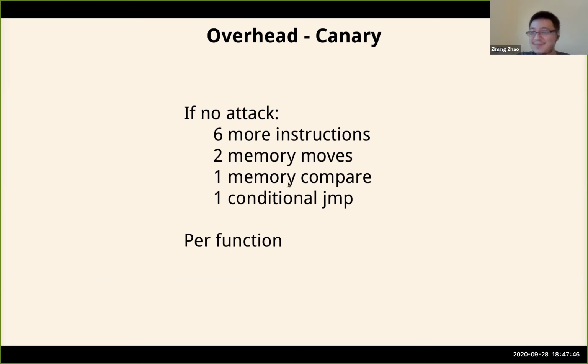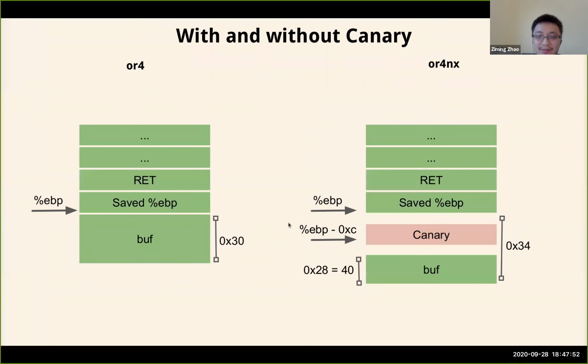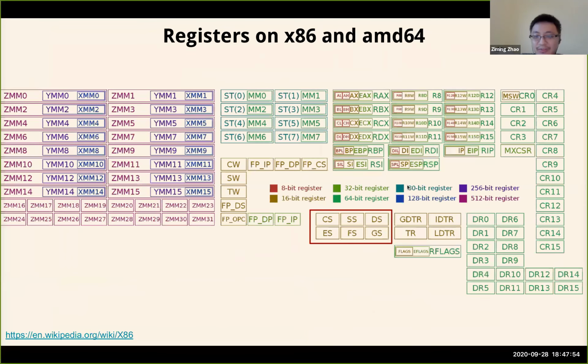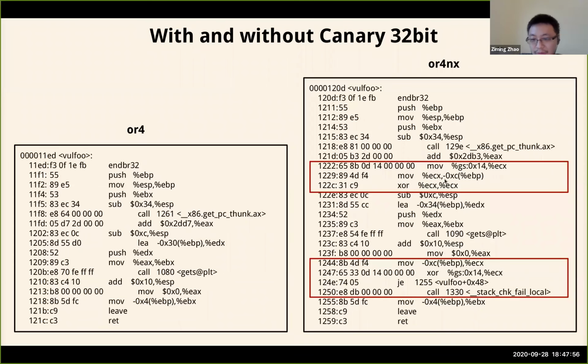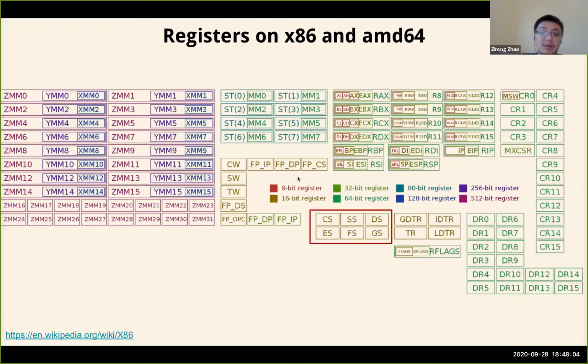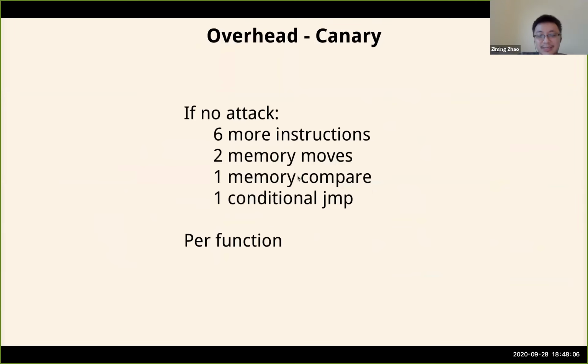So that's why. For the canary, you can see in the 32-bit version, we have 6 more instructions, including three more moves and a conditional jump. So that is a cost. The cost is acceptable, not terrible, but it will probably be about 8-9% of overhead, I think.